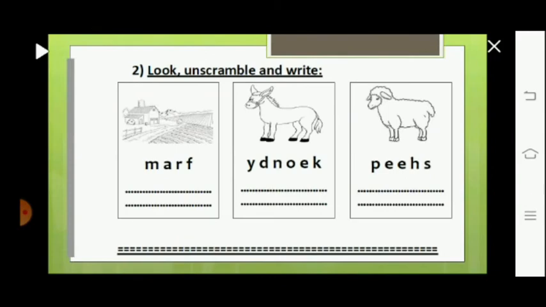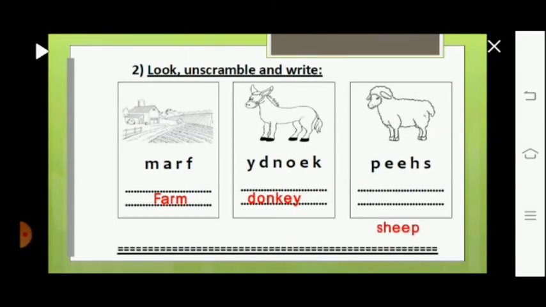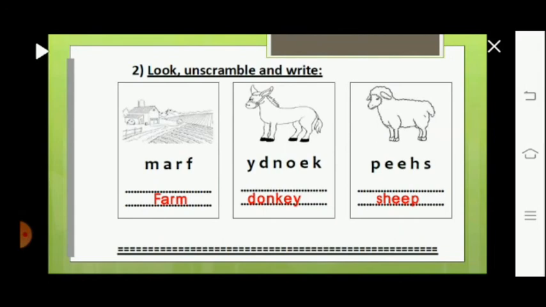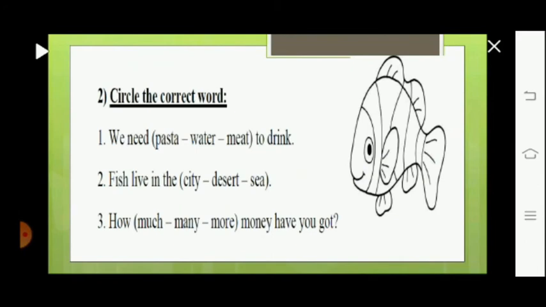2. Look and scramble and write. The first word is farm. Let's spell farm. F-A-R-M, farm. Second word. Excellent. Donkey. D-O-N-K-E-Y. Donkey. The last word is sheep. S-H-E-E-P. Sheep. Farm, donkey, sheep.